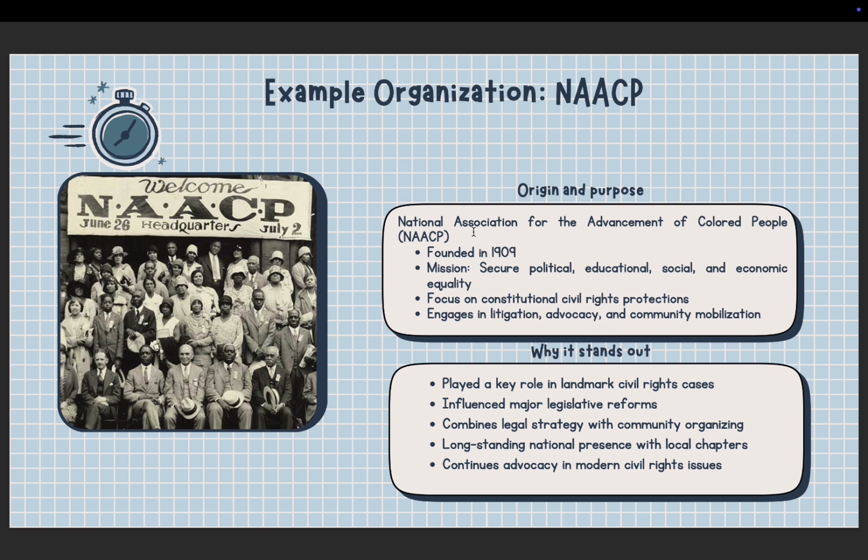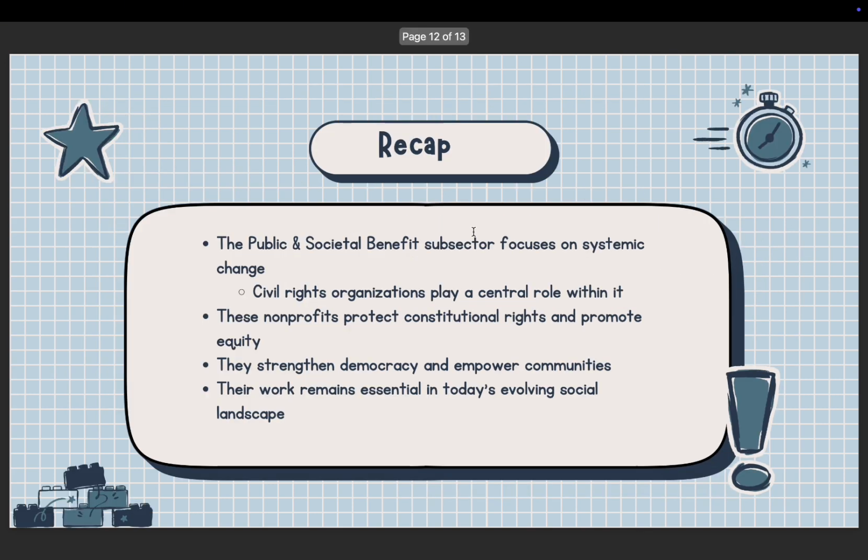They stand out because they played a key role in landmark civil rights cases. They influenced major legislative reforms, combining legal strategy with community organizing. They had a long-standing national presence with local chapters, and they continue to advocate in modern civil rights issues today.